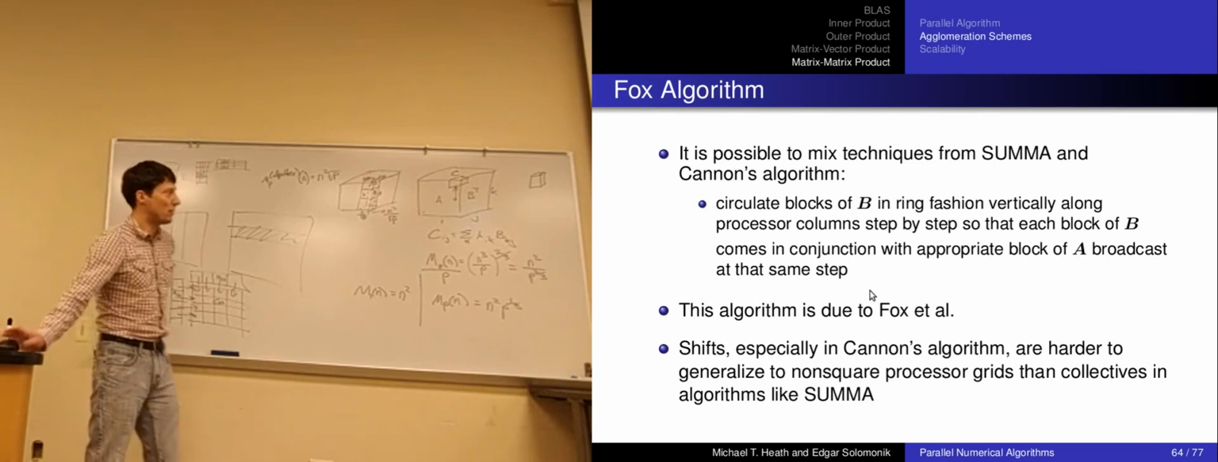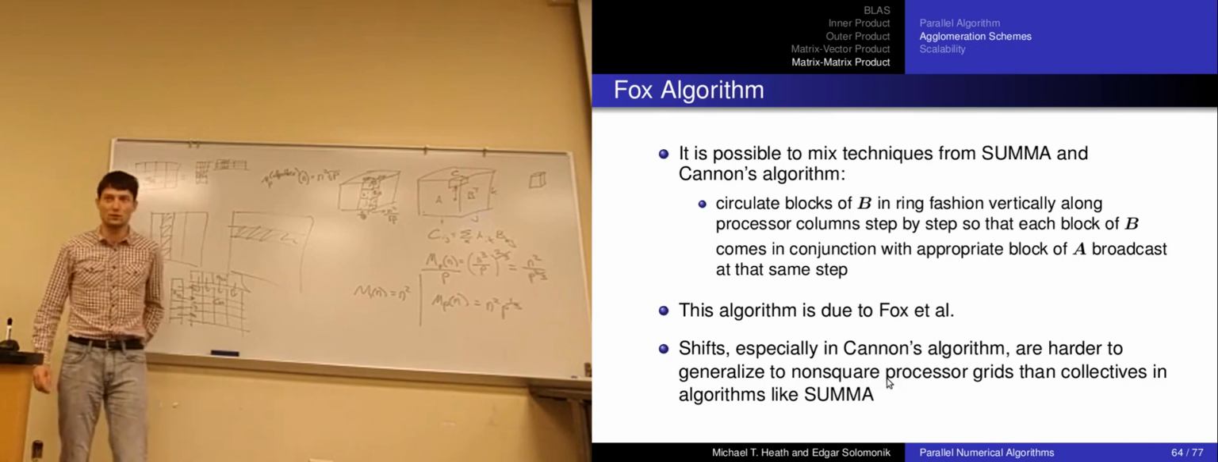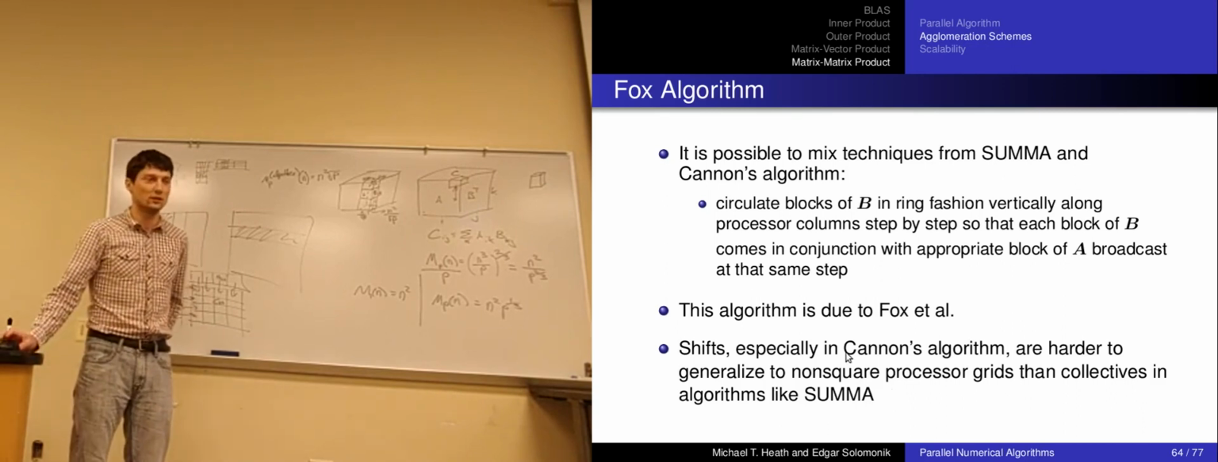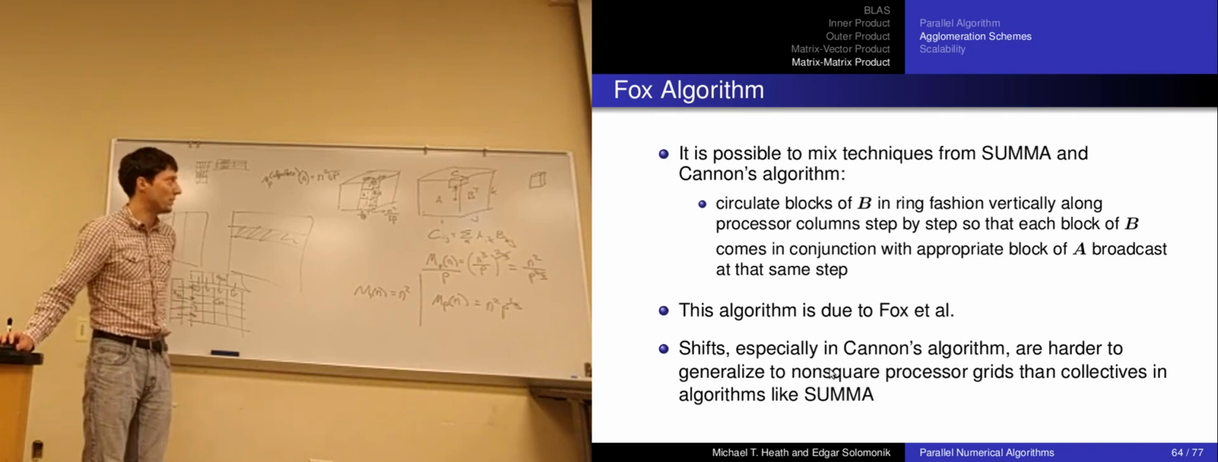And again, the biggest problem with Cannon's algorithm is that as soon as you want a non-square processor grid, this whole scheme of shifting and making blocks line up becomes much harder to manage.